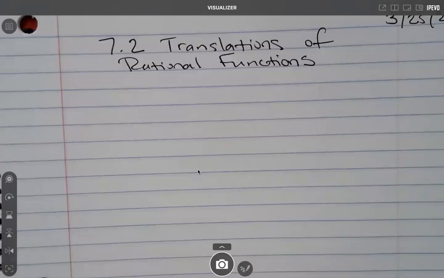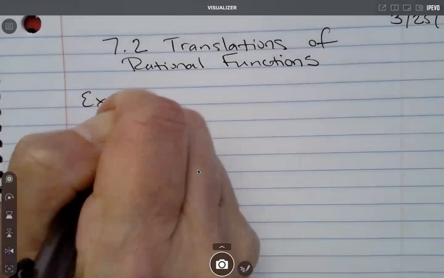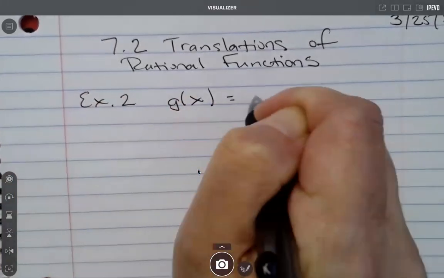Okay, let's continue with 7.2. Second part. We're going to work on translations of rational functions. So translations means what type of transformation? Up or down or left or right, okay? So the equation is going to look different from what you guys did for homework or didn't do for homework. Just saying.